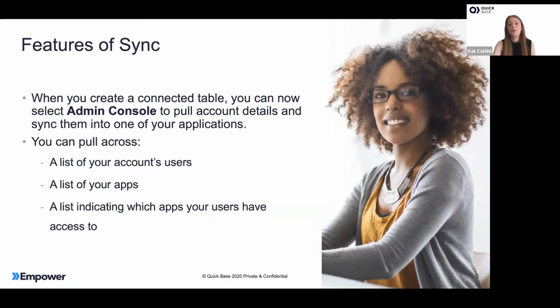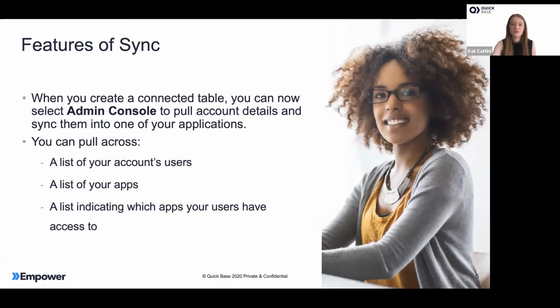The type of data you can pull across includes a list of your account users, so all the different users and associated information you have in your application. You can also see a list of your applications and associated information. And lastly, something new that we've released is also you can pull over a list indicating which apps your users have access to. So we're calling that the access area that you can also pull over with Sync.